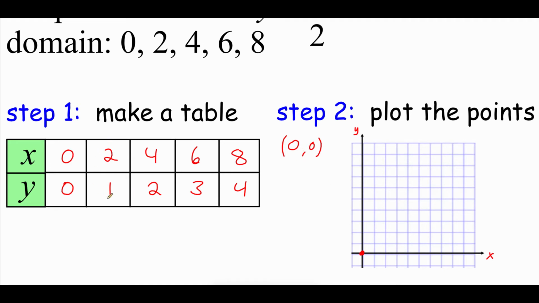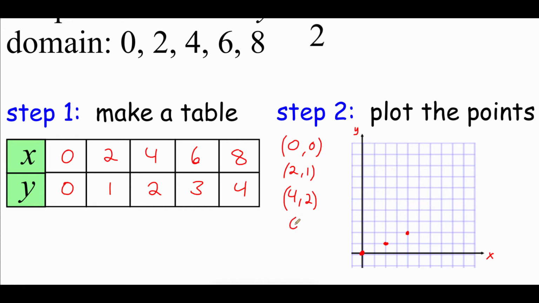Now if I look at my next set of values, we have an x value of 2 and a y value of 1. So we go to the right 2 spaces and then up 1. So right 2 spaces, up 1, there's my next dot. Our next set of values is 4, 2. So I go to the right 4 and up 2. So 1, 2, 3, 4, and then up 2 spaces.